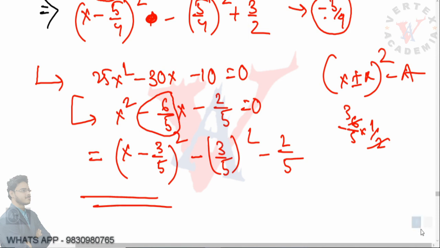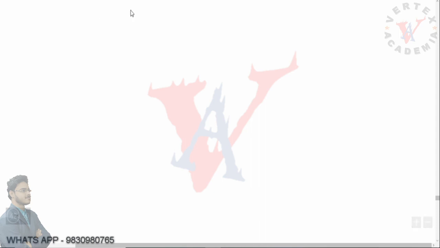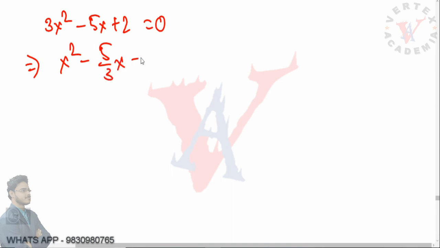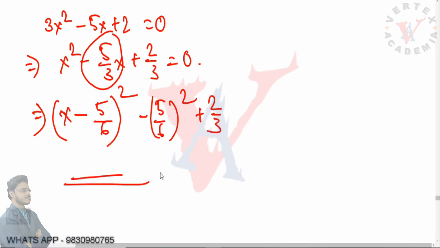Let us practice it in another question. Let us take 3x square minus 5x plus 2 equals 0. So after taking common, you will get x square minus 5 by 3x plus 2 by 3 equals 0. Now to write that step in a single step, you have to take its half. So x minus 5 by 6 whole square. After that you have to subtract this term, minus 5 by 6 whole square, and then what is left, plus 2 by 3. So I hope this is clear.